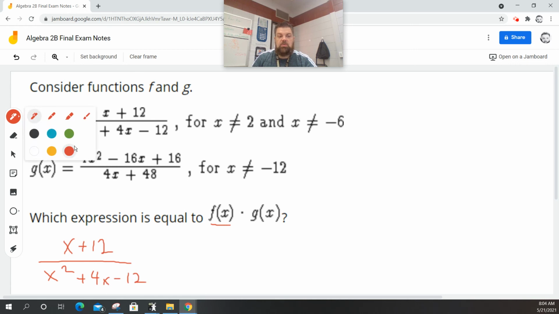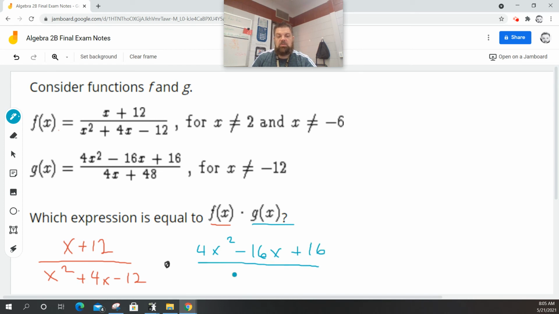And we are going to multiply that by g of x, which is 4x squared minus 16x plus 16 all over 4x plus 48.